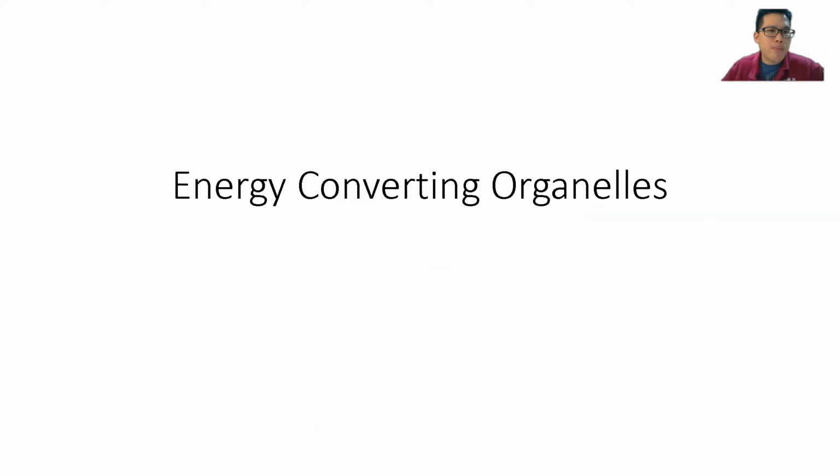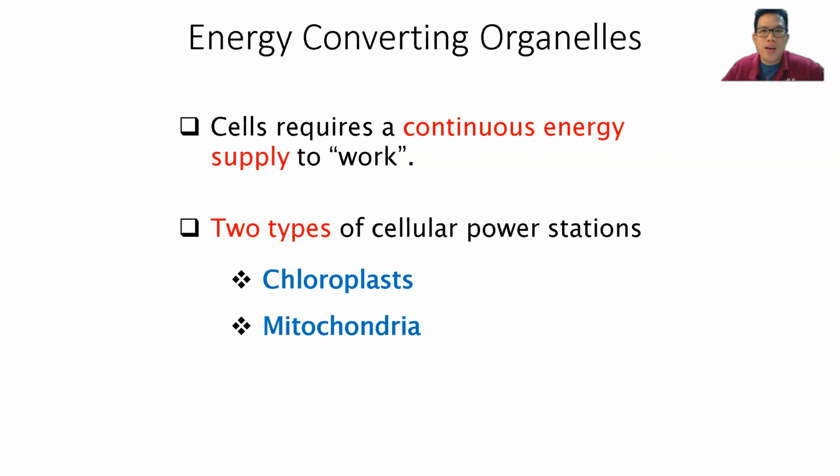Okay, last but not least, we have another very important organelle in the cell, which is the energy-converting organelle. It is very important to have this energy converter because it's used to power the cell. Without this, your cell doesn't have energy. You cannot use it to provide energy to work. So there are two types of cellular power station, chloroplast and mitochondria.